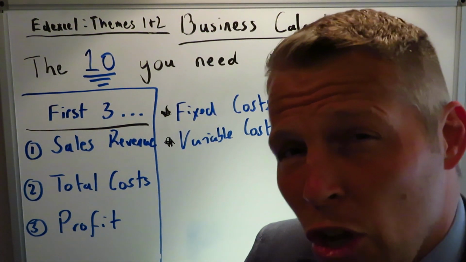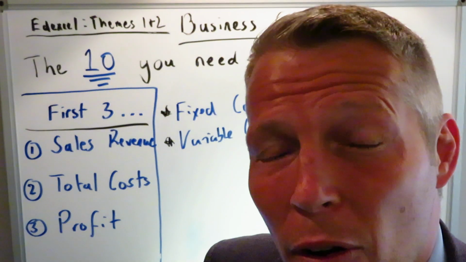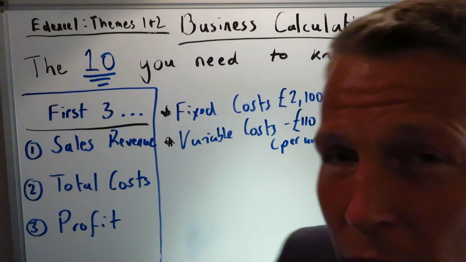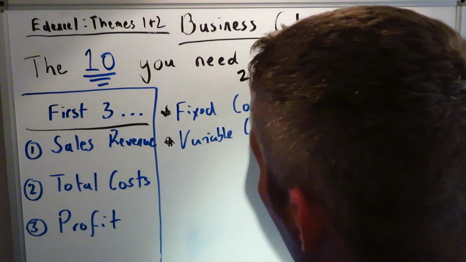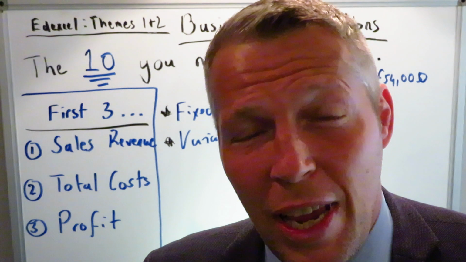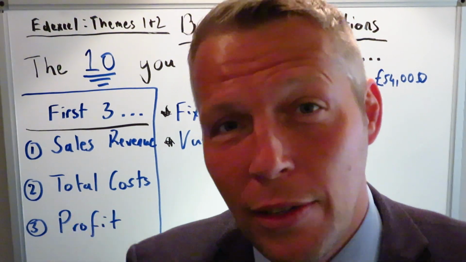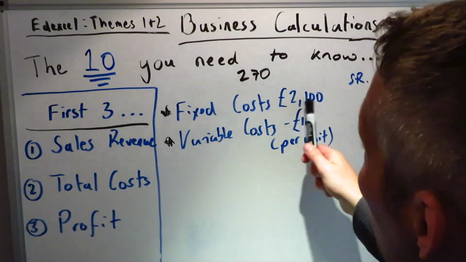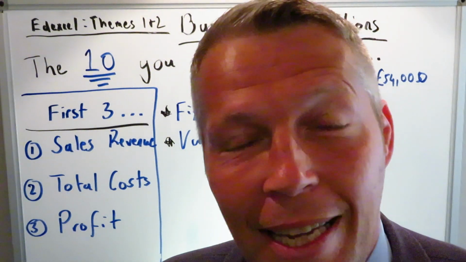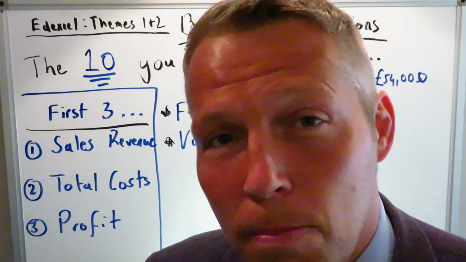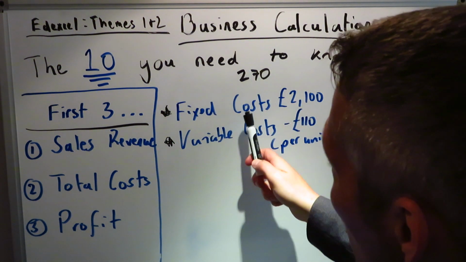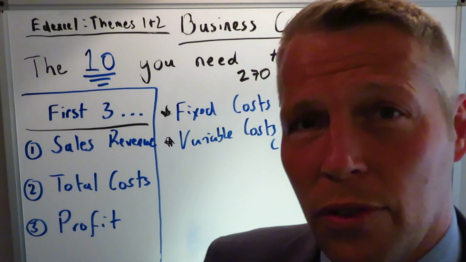So your fixed costs do not change with the level of output you make. So for example, we know that this business sold 270 units in that month. A fixed cost, it wouldn't matter if you made 0 units, you would still have to pay that £2,100 because it doesn't change with the level of output, i.e. the level of the amount that you make. So for example, here you've got 270 units. So what would an example of a fixed cost be?